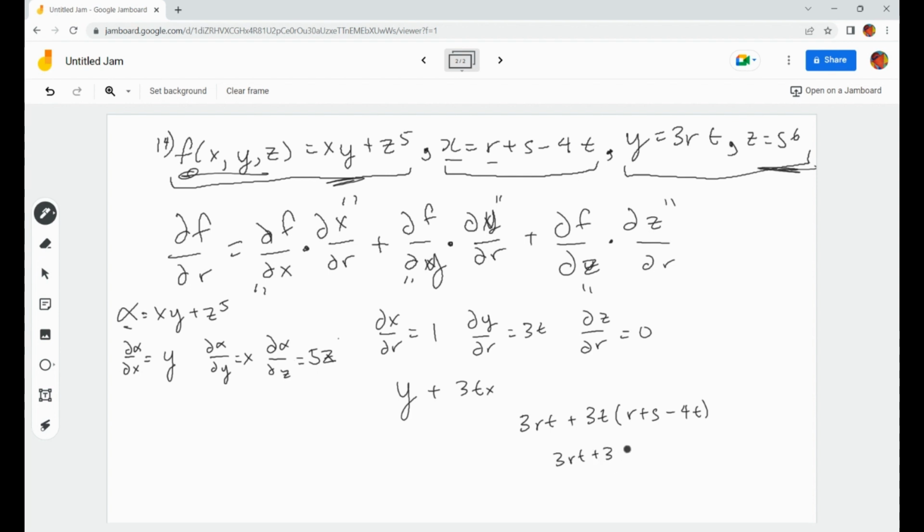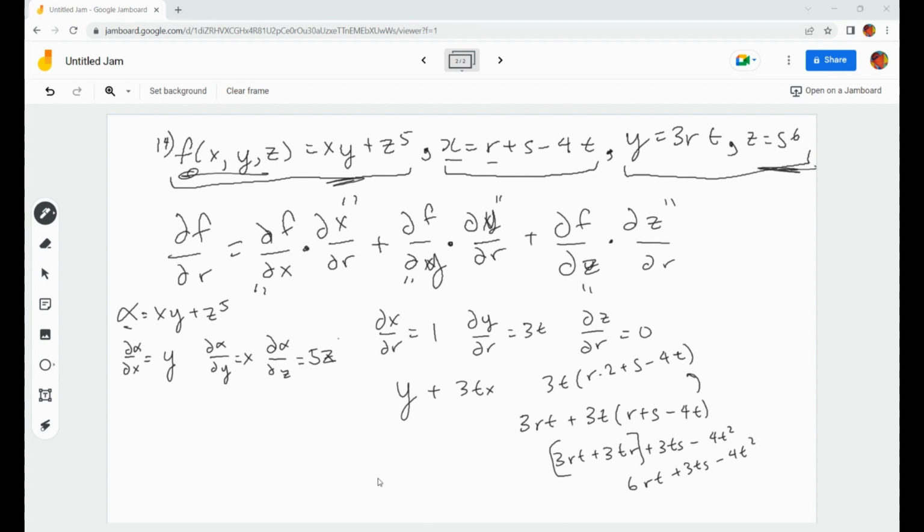3rt plus 3tr plus 3ts minus 4t squared. No, you can't. All right, never mind. Oh, you can. These two, which would be 6rt plus 3ts minus 4t squared. Or actually, the easier way is to just say 3t multiplied by 2r plus s minus 4t, the inverse way. I didn't think about that when I started.